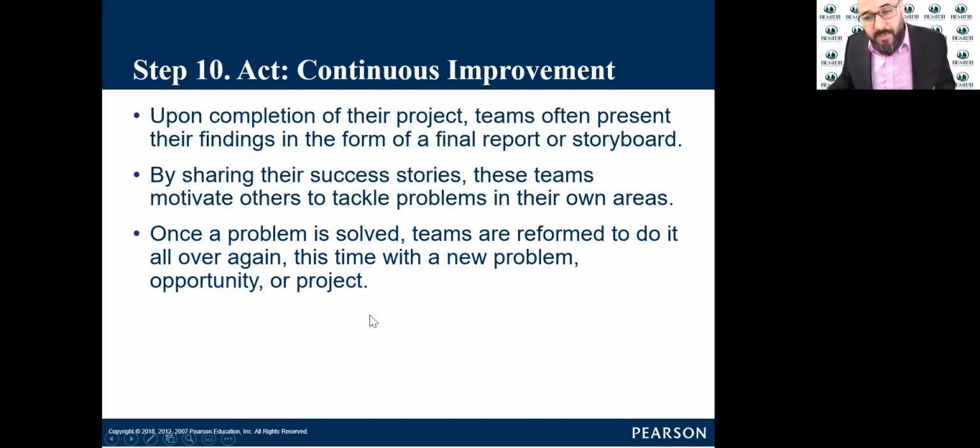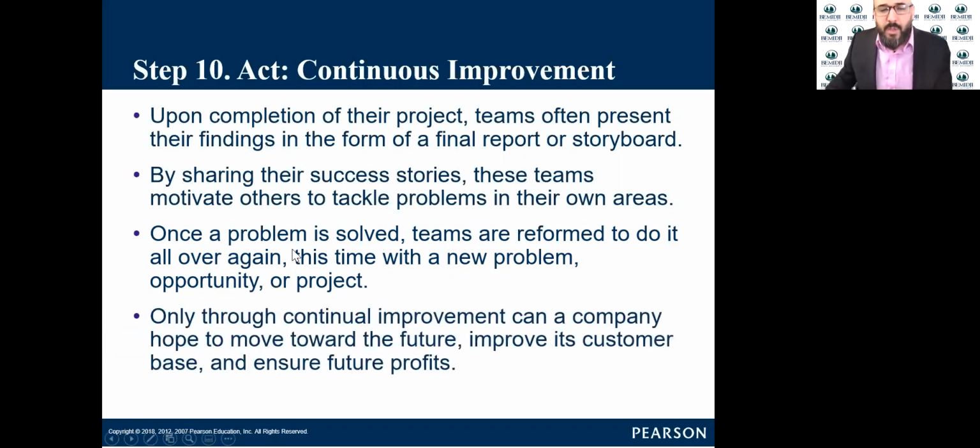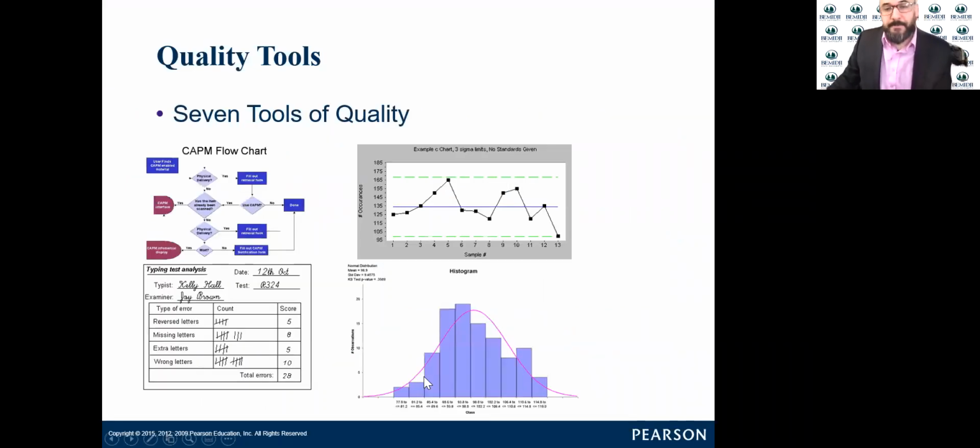Once a problem is solved, teams are reformed to do it all over again. This is the time for a new problem, opportunity, or project. So the problem is solved. What's next? Let's take the next problem, next issue, next project that we need to work on. Only through continual improvement can a company hope to move toward the future. Continuous improvement is what's going to bring you to the future. Improve it, improve its customer base, and ensure future profits.